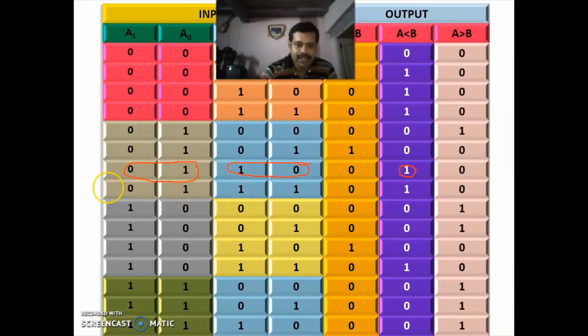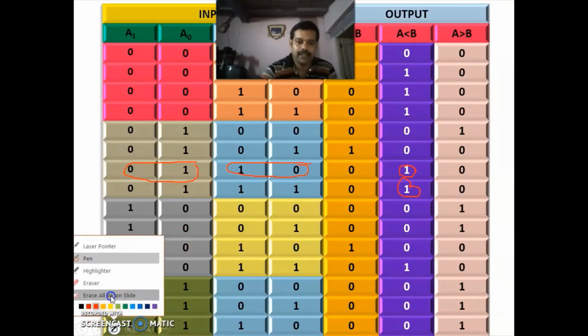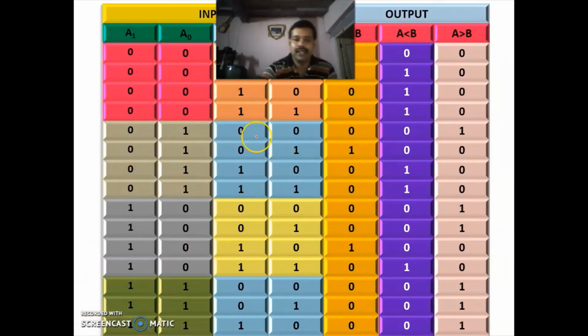Similarly, we are comparing 0, 1 with 1, 1. 0, 1 is 1 and 1, 1 is 3. So A is less than B. So we are putting 1 in the place of A less than B. So we have compared 0, 1 with 0, 0, 0, 1, 1, 0 and 1, 1.